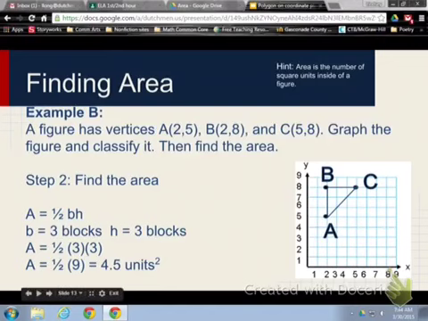Step 2, we find the area. So formula is 1/2 base times height. So I have to find what our base is. 1, 2, 3. And then we have to find out what our height is. So 1, 2, 3. Remember, this triangle is turned sideways. So I plug those in, and I get 1/2 times 3 times 3. So 3 times 3 is 9. Half of 9 is 4.5 units squared.